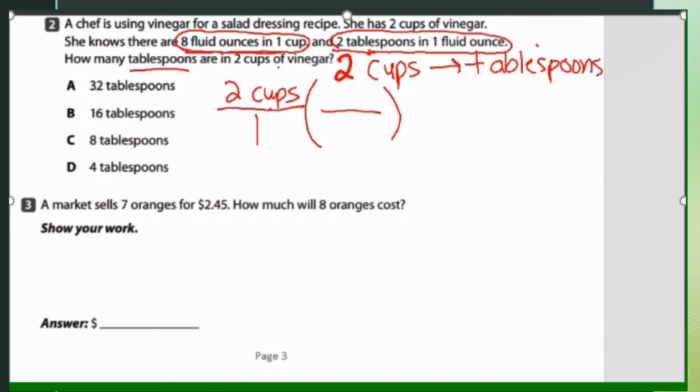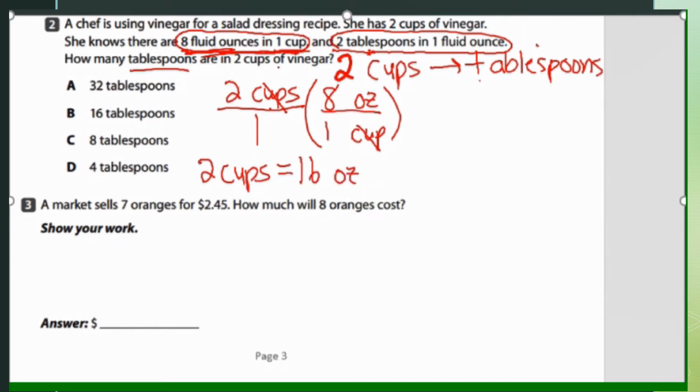So we need this rate right here where we put 1 cup in the denominator, which came from here, and then when there is 1 cup, it's equivalent to 8 ounces. So I'm going to put 8 ounces in the numerator. Cups cancels out with cups, and we can multiply 2 times 8 for the numerator, 8 ounces, to get 16. So we can say that 2 cups is equivalent to 16 ounces.